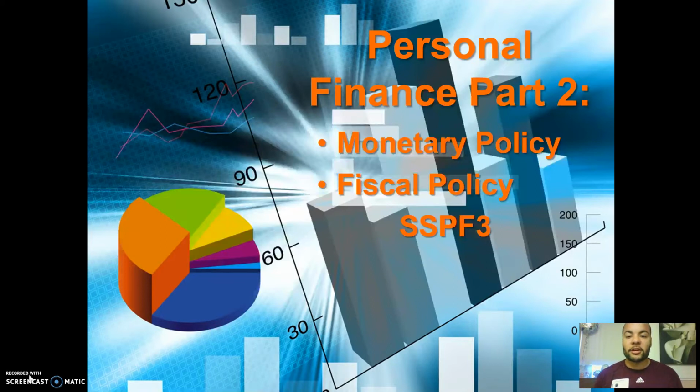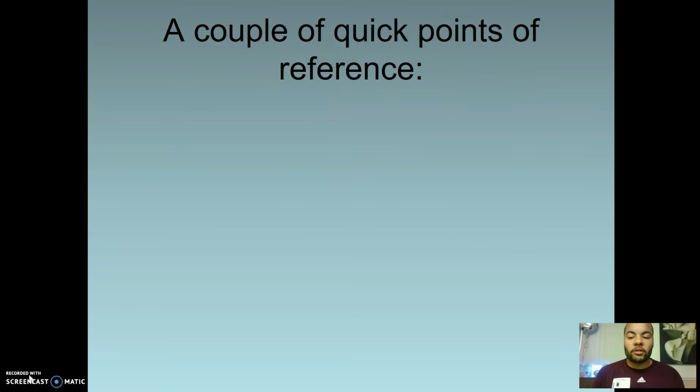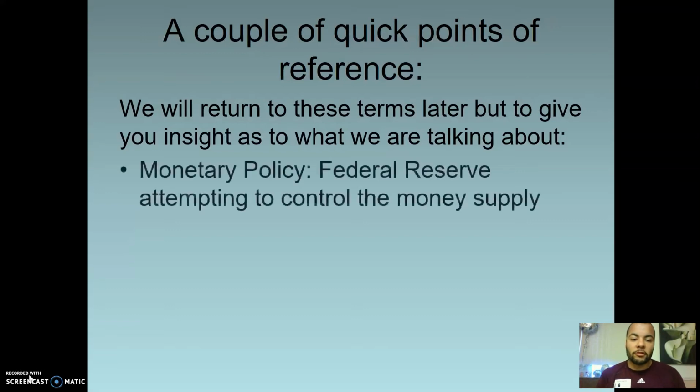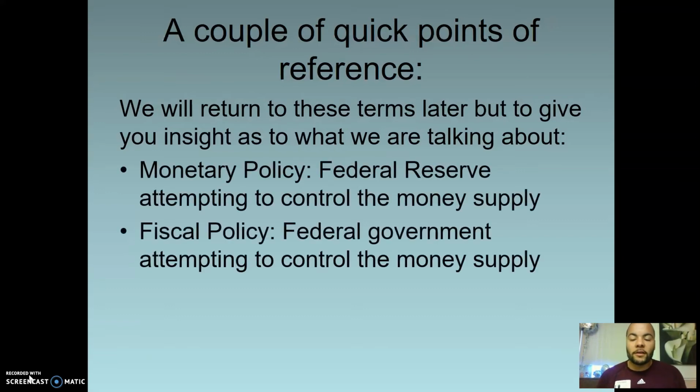All right, so let's get started. We're going to talk about monetary and fiscal policy. Our standard is SSPF 3, which is also in personal finance. And our learning target, which would be written on the board, is essentially to figure out how monetary and fiscal policy affect us when we make decisions in regards to money. All right, let's go. We'll talk about this later when we go into macroeconomics. That's going to be the next unit, but I just wanted to introduce it.